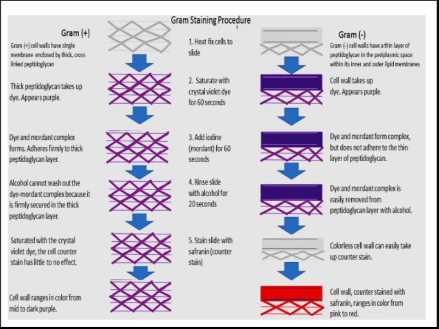So here let's see, it will produce a complex, and due to the thick peptidoglycan layer, it will produce a mordant complex which will resist the decolorization. But in the case of gram-negative bacteria, due to the thin peptidoglycan layer, it will be easily decolorized by the decolorizing agent, and finally it will produce the color of the secondary stain, safranin.